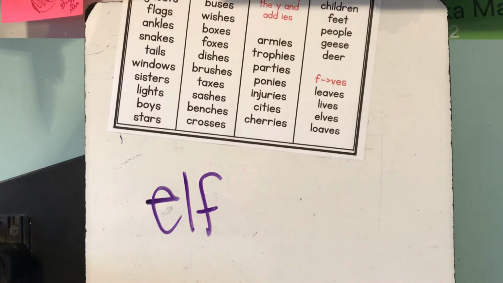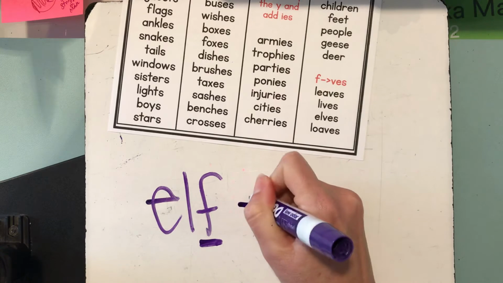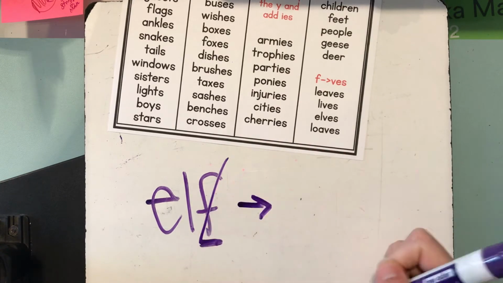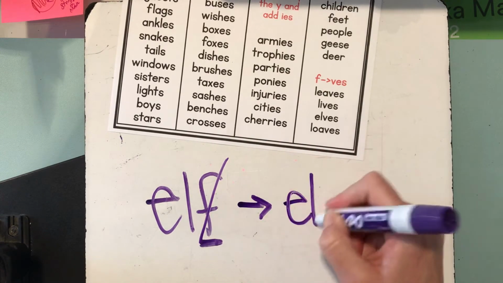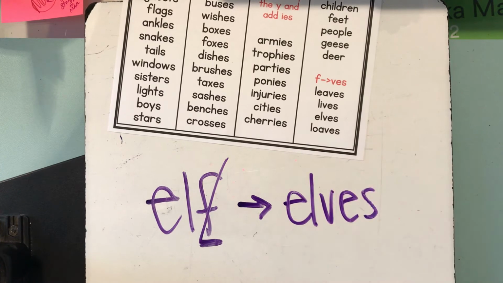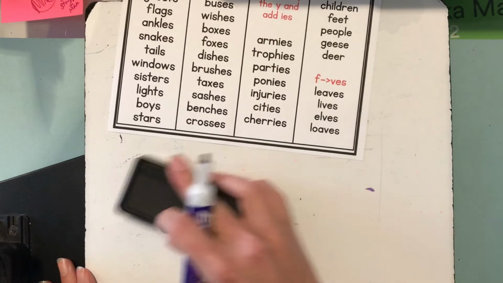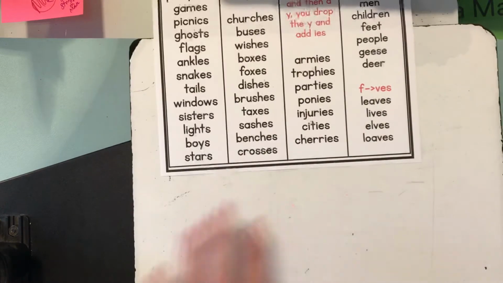It ends in an F, that's the singular, one elf. I'm going to make it plural, I'm going to drop the F and add V-E-S. The elves helped Santa. Okay, it wouldn't be elf, it would be the elves, okay? So that is the other rule.